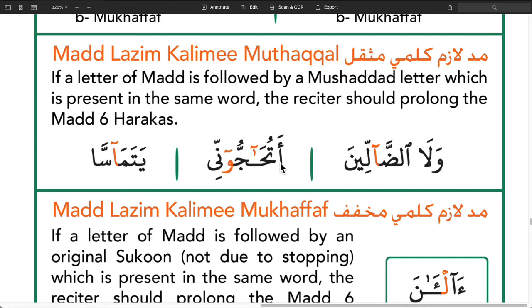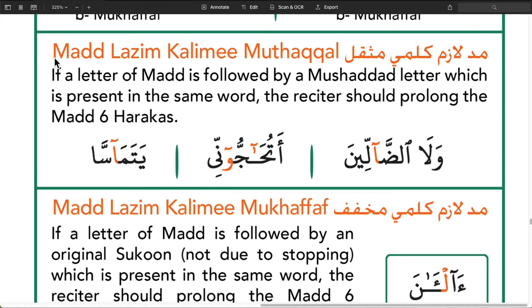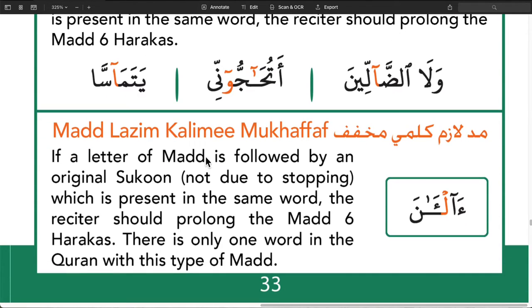Atuhajjuni. Okay, so 6 here and then 6 count here. Okay, so this is, we call those muthaqqal, meaning the heavy mad. Okay, next we have mukhaffaf, the light ones.